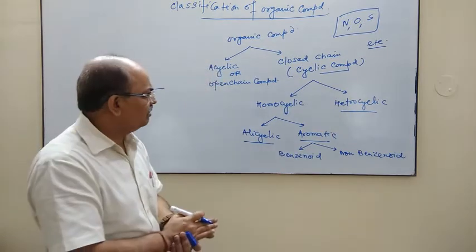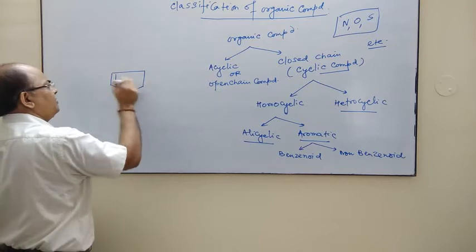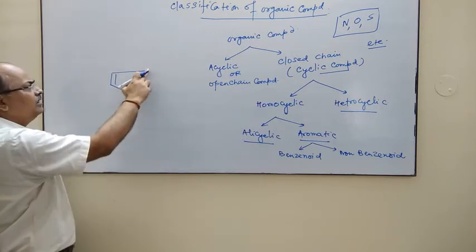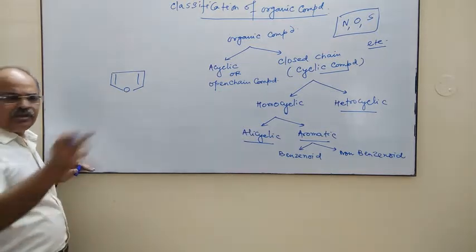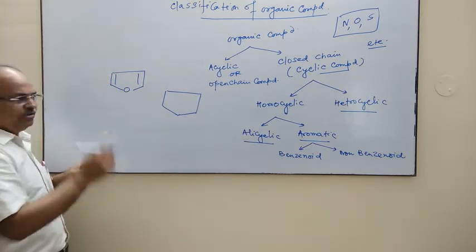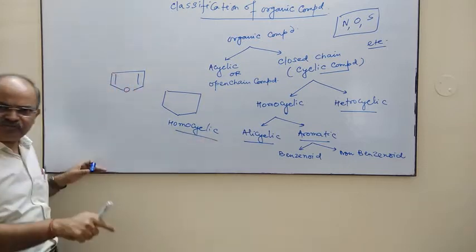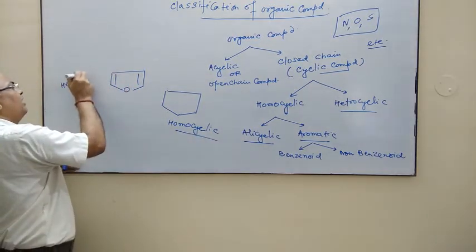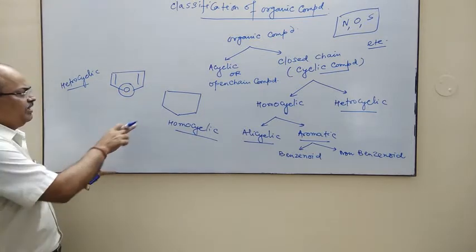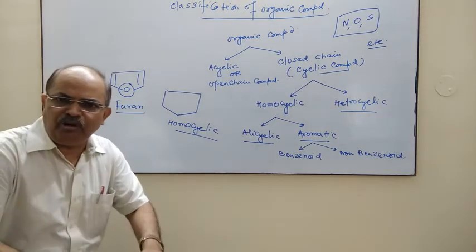For example, if we write a compound of this type, now you can observe this is your carbon, this is your carbon, this is your carbon, this is your carbon, but this is your oxygen. If I write this compound without oxygen, then this compound is your homocyclic compound. But this compound is your heterocyclic. So this is heterocyclic because one heteroatom, that is oxygen, is present in place of carbon, and the name of this compound is furan.